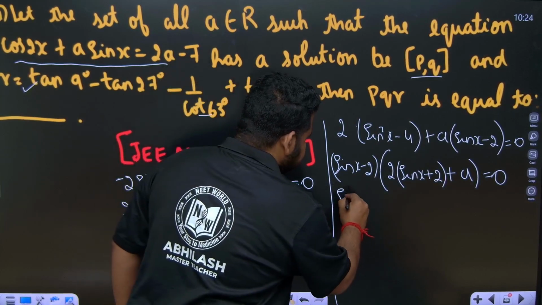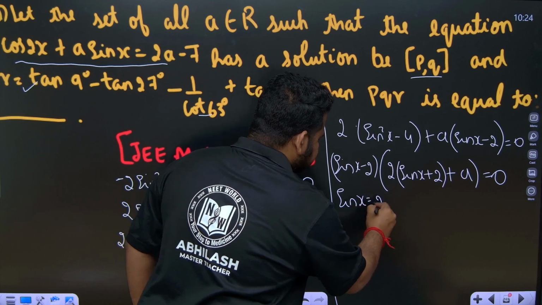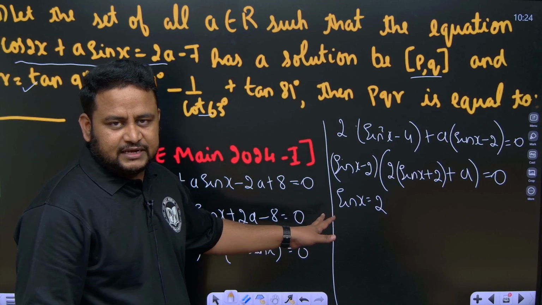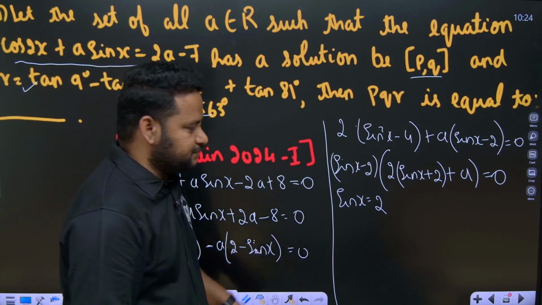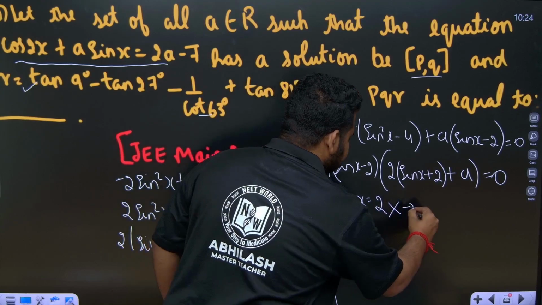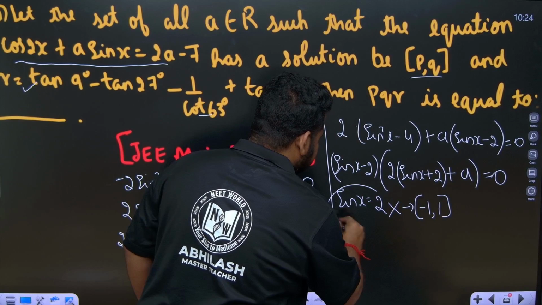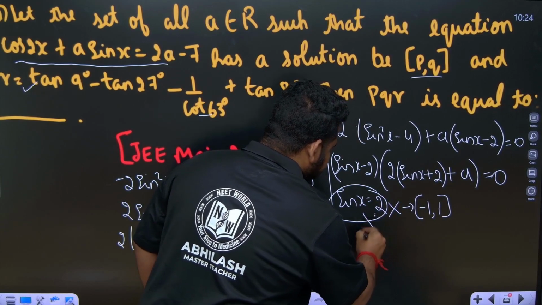Sin x will be equal to 2, but we cannot take this value because the range of sin x lies between minus 1 and plus 1. It is not within the range, so we cannot take this value.